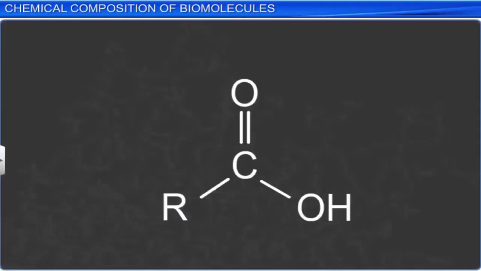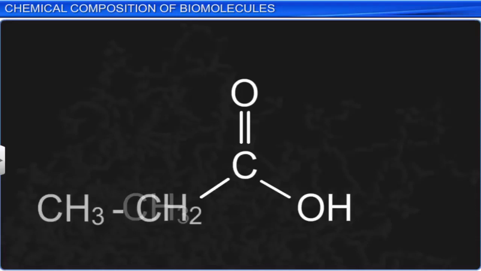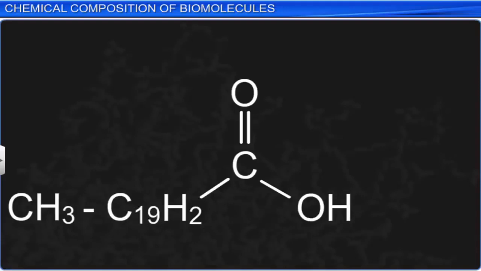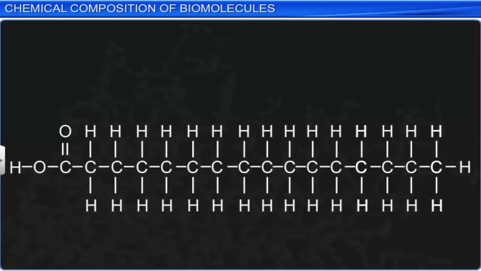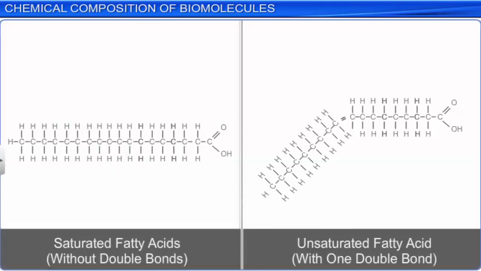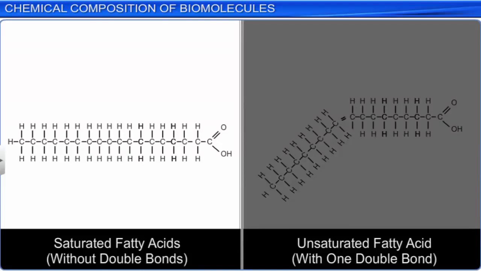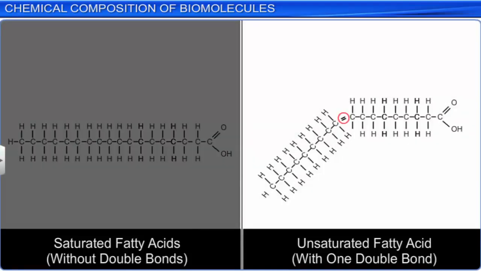Fatty acids that form lipids have a carboxyl group attached to an R group. The R group could be a methyl, ethyl, or a higher number of CH2 groups with 1 carbon to 19 carbons. For example, palmitic acid has 16 carbons, including a carboxyl carbon. Fatty acids can be saturated, or without a double bond. They can be unsaturated, or with one or more C=C double bonds.